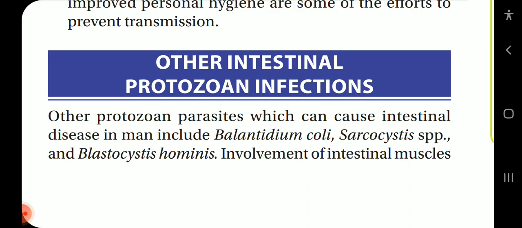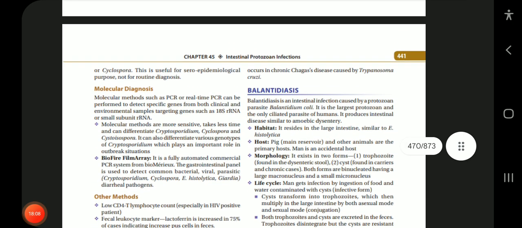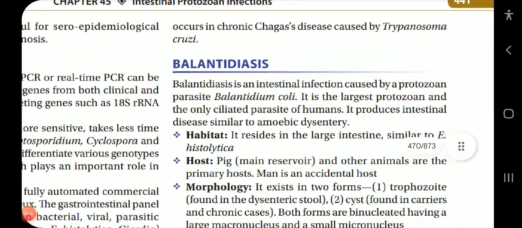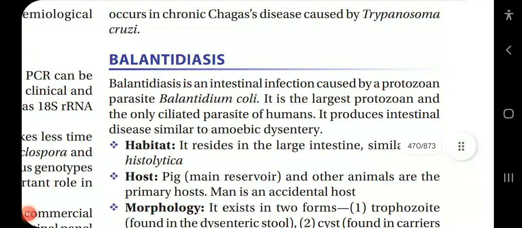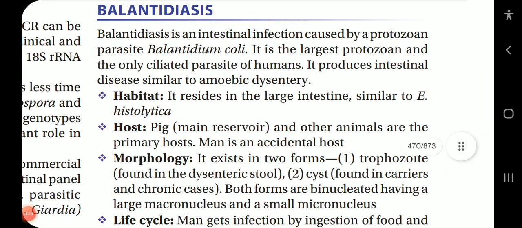Now, coming on to other intestinal protozoan infections, which is the last part of the chapter. Other protozoan parasites which can cause intestinal disease in man include Balantidium coli, Sarcocystis species, and Blastocystis hominis. Involvement of intestinal muscles occurs in chronic Chagas disease caused by Trypanosoma cruzi. Balantidiasis: balantidiasis is an intestinal infection caused by the protozoan parasite Balantidium coli. It is the largest protozoan and the only ciliated parasite of humans.